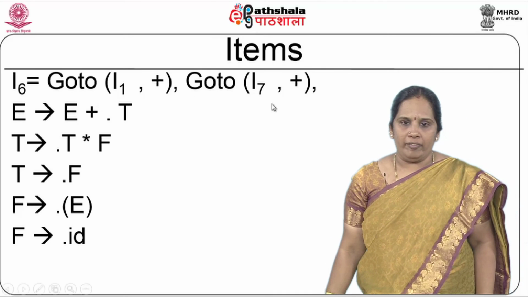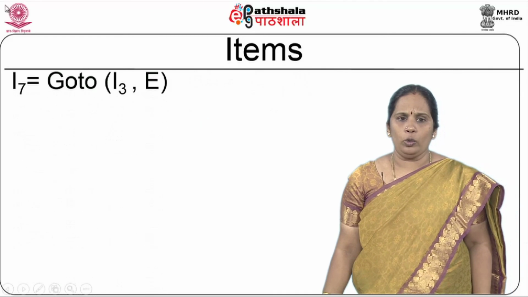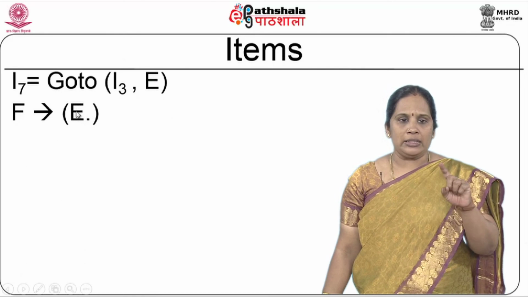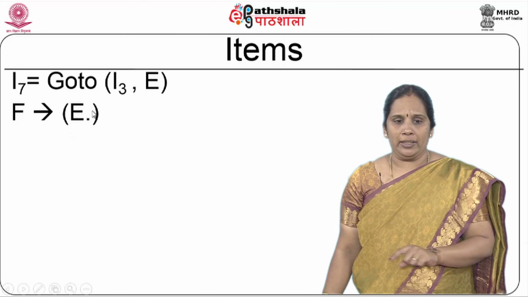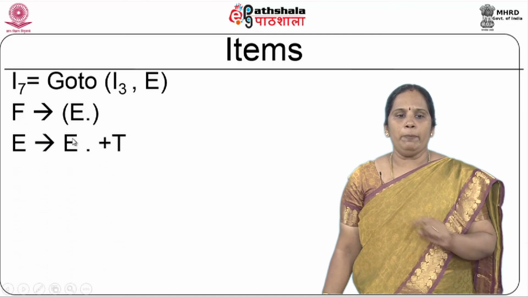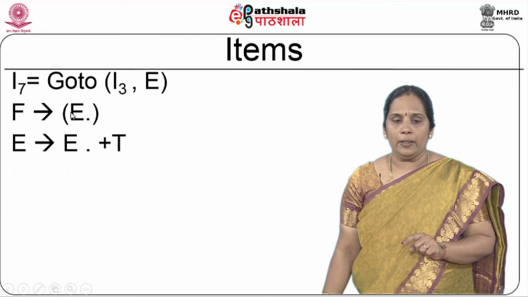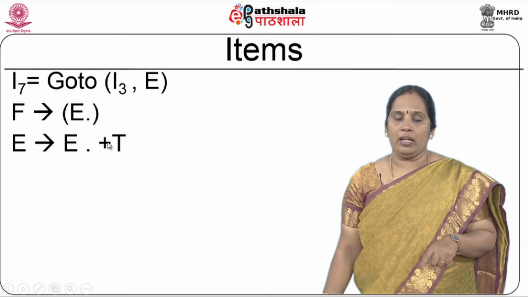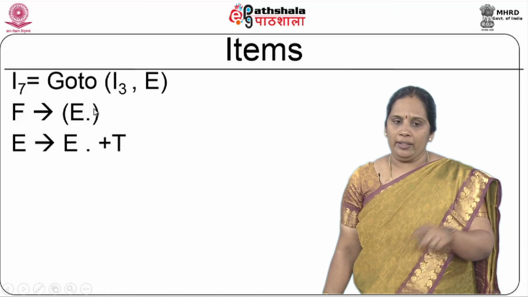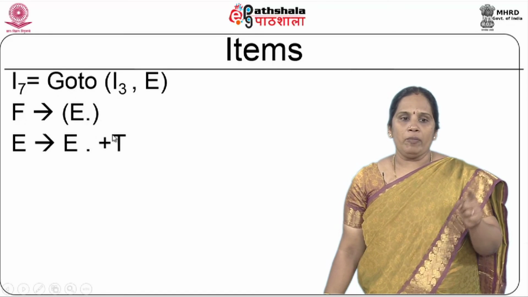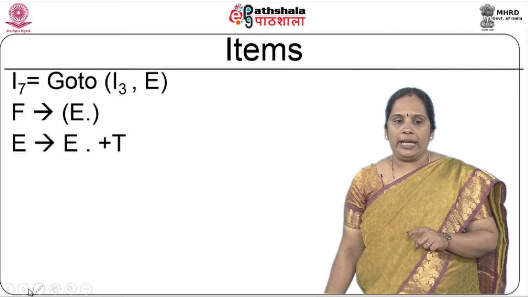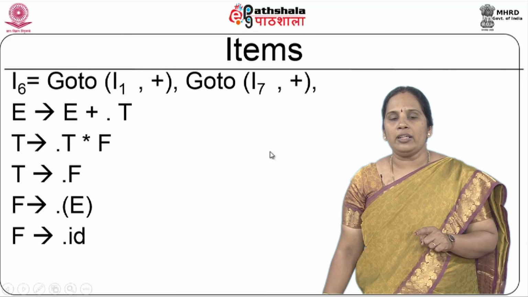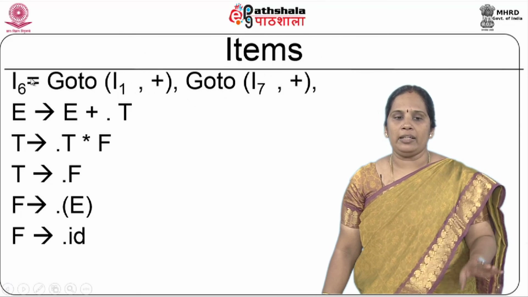Now you look at I7, it is actually Goto of I3 comma E. So I3 comma E means I had two productions, one is open parenthesis dot E close parenthesis, other one is dot E plus T. So two have to be considered. I shift the dot by one position and that is the resultant of I7. Now I7 comma close parenthesis has to be done, that is what we have done in the later section. I7 comma plus, how will that look like? That will be again similar to the previous one, which is I6. So I7 comma plus and I1 comma plus will be exactly the same set.